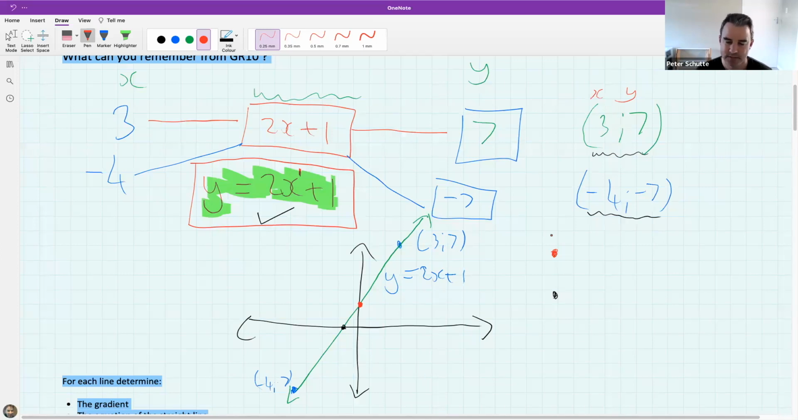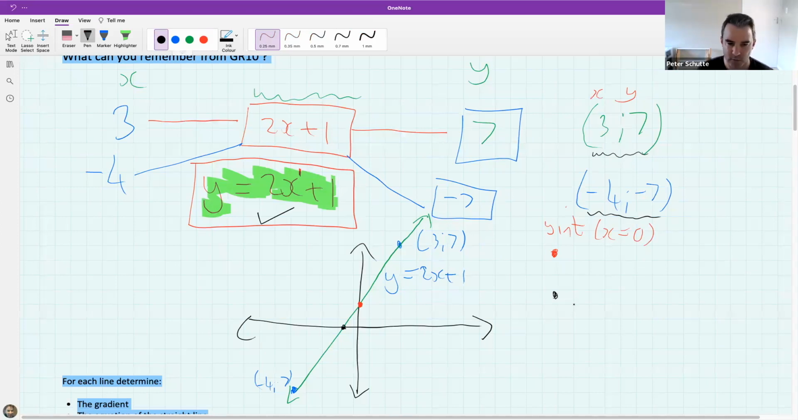I think the red dot is for the y-intercept. Yep, which means you make x equal to 0. Yes. And then the black dot is the x-intercept. Did everyone hear that? So to find the y-intercept, you make x equal 0.